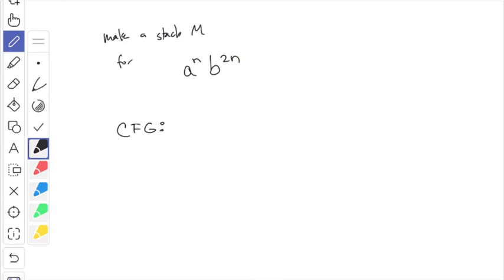I think of this in terms of balancing here, where we need to balance in such a way that we have 2 B's for every 1 A, right? Anybody, can you think of how to make a grammar for that?